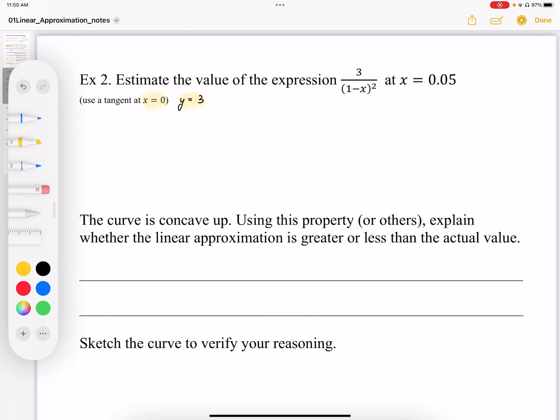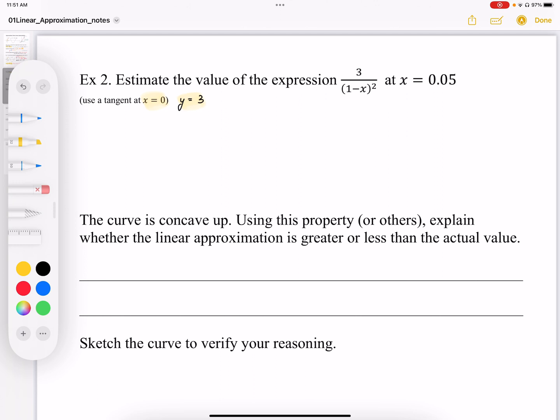Example 2 says estimate the value of the expression 3 over (1 minus x) squared at x equals 0.05. To do that, we want to choose a point of tangency close to 0.05. So it asks us to find a tangent at x equals 0. Now, to write the equation of that tangent line, I need the y coordinate as well. So when I plug in 0 to that expression, I get y equals 3.